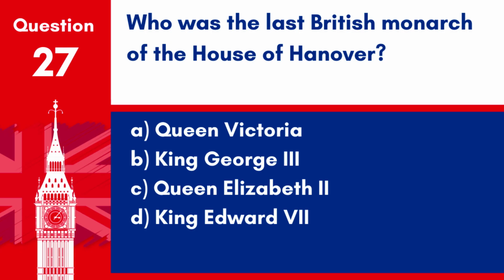Question 27. Who was the last British monarch of the House of Hanover? A. Queen Victoria. B. King George III. C. Queen Elizabeth II. D. King Edward VII. Answer: A. Queen Victoria. She was the last monarch of the House of Hanover, as her son, Edward VII, belonged to the House of Saxe-Coburg and Gotha.